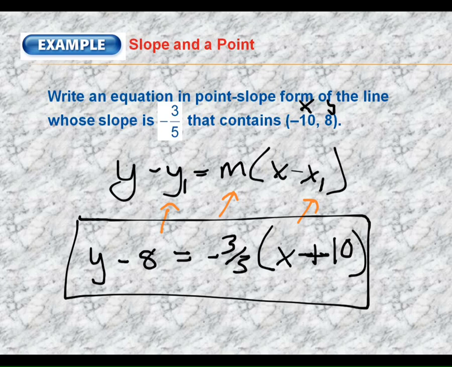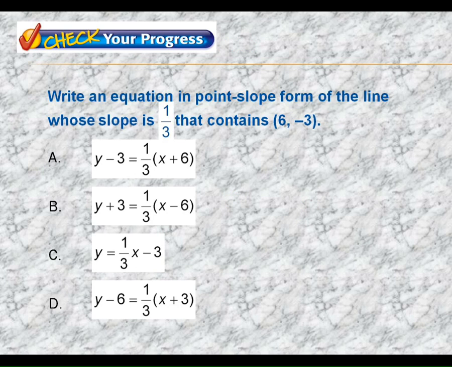So that's point-slope form. So again, looking at this one, if I have a slope of 1/3 through the point 6, -3, which of those is the point-slope form of that equation? 6, -3, slope of 1/3. Yeah, Joe. Yeah, it's A, right?